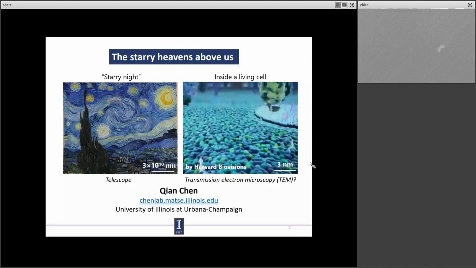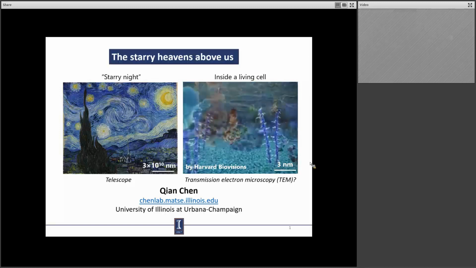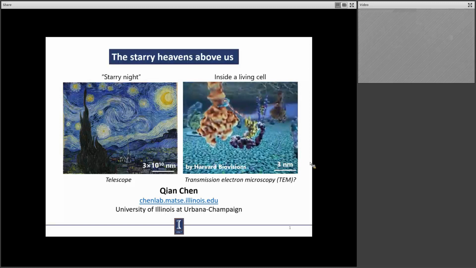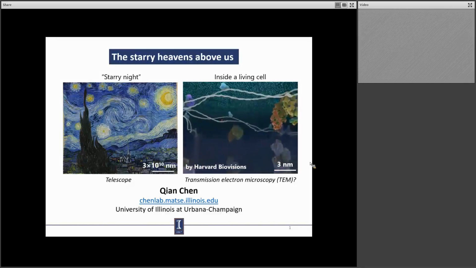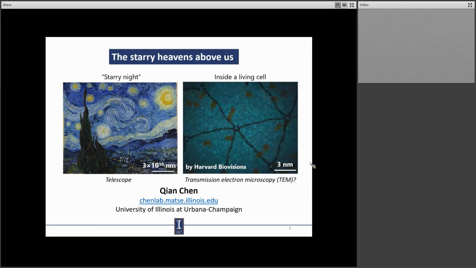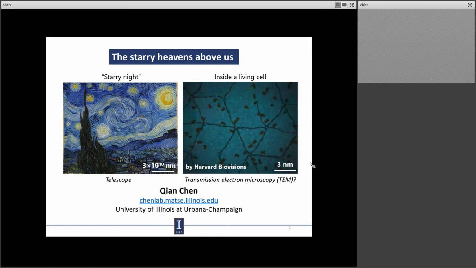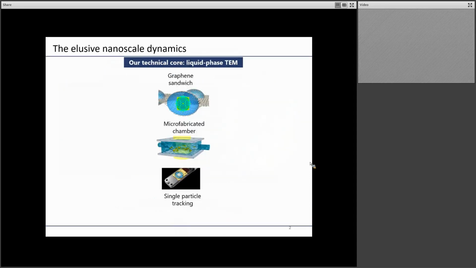The dynamics at this scale is what we refer to as the elusive, and this is because for a long time, the nanometer resolving transmission electron microscopy, or TEM, works in high vacuum. So as a result, even if you put a liquid sample in, it will dry out and leave you no dynamics at all. So here comes my group's unique expertise.